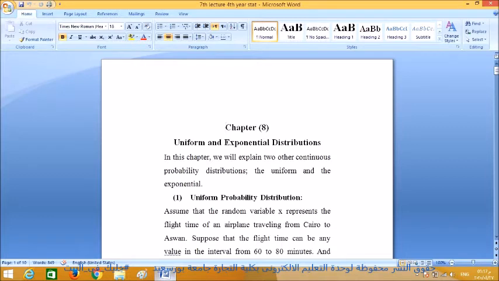Chapter 8 contains uniform and exponential distribution. We will study only the uniform distribution, and we will cancel exponential distribution. So we cancelled the hypergeometric distribution before, and now we cancel the exponential distribution. So one discrete distribution was cancelled before, and now one continuous distribution is cancelled now.